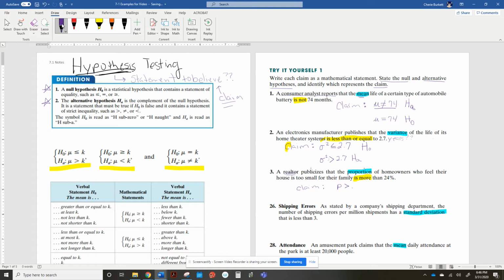P is more than 0.24. You change this right here to a decimal. That is equal to 0.24. So the proportion is more than 0.24. All right. So there's the claim written in a mathematical statement. We've taken the words and we've changed it. Now we've got to label what kind of hypothesis the claim is. The claim does not contain equality, so it is the alternative hypothesis.